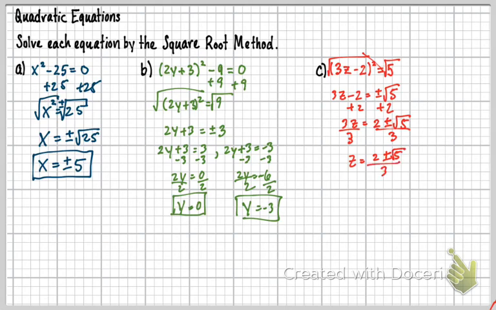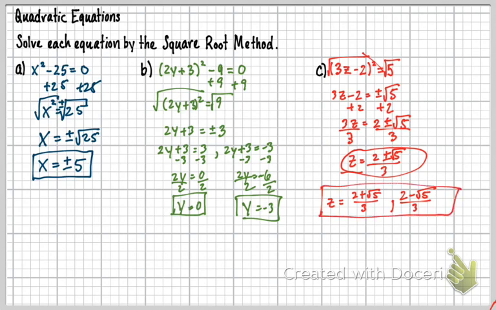over 3. Now again, I can write this two different ways. This would be one way to write both answers. Another way to write both answers is this way: z equals 2 plus the square root of 5 over 3, comma, 2 minus the square root of 5 over 3. So that's another way to represent those two different answers. So there it goes.